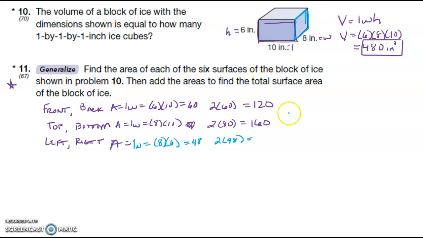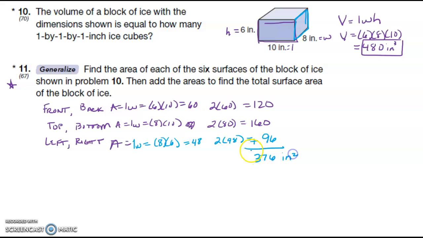96. Okay. So now that I have all of the areas of all of the faces, I can add all of these up and get the total surface area. 120 plus 160 plus 96 is 376.